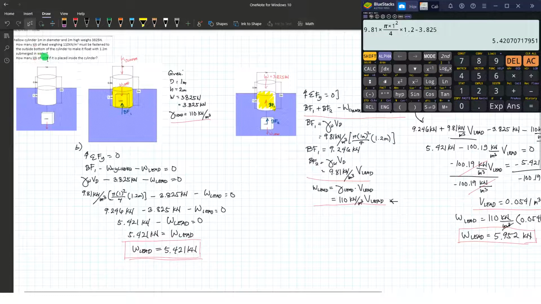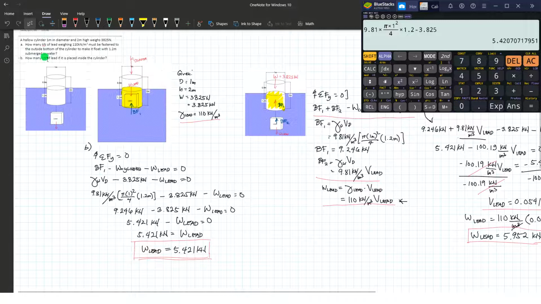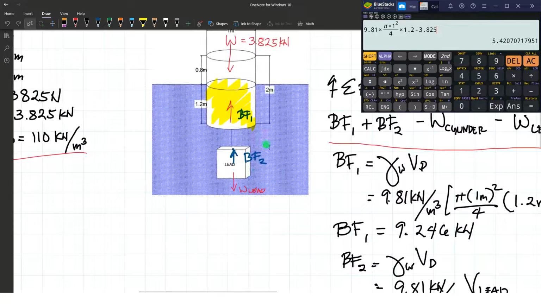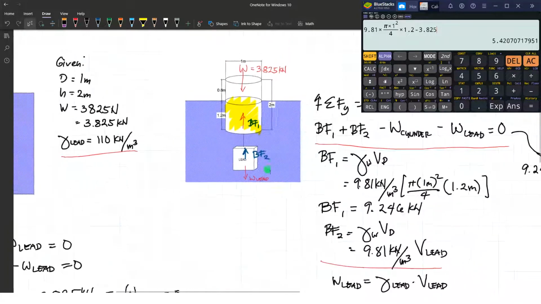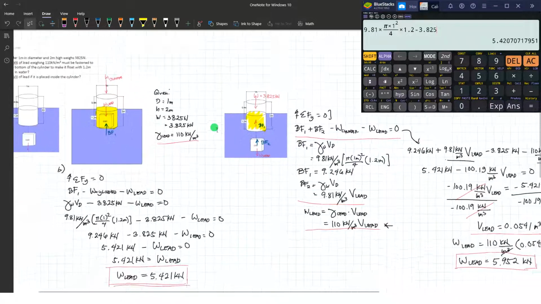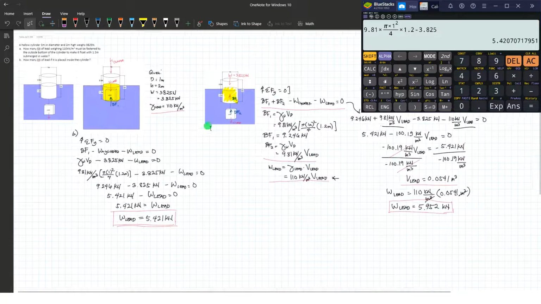So letter B is easier since the lead is inside the container. But if that lead is attached at the bottom, there is an additional buoyant force on the lead because it is in contact with the fluid. Okay, so that ends our lecture class in buoyancy.